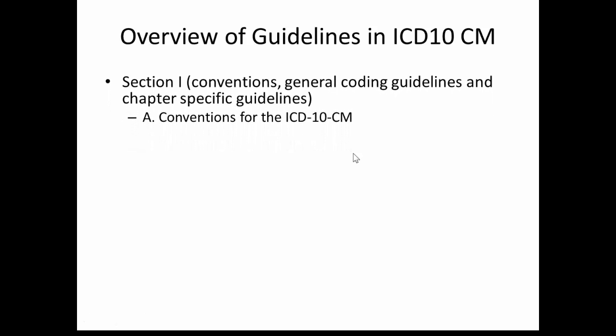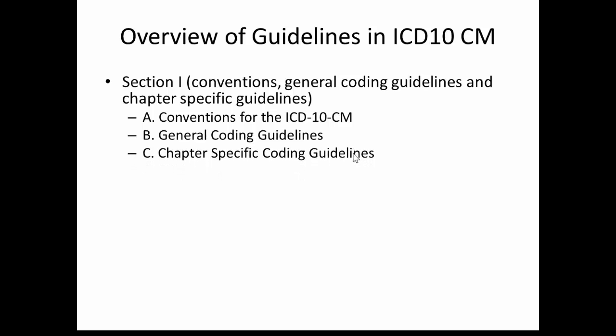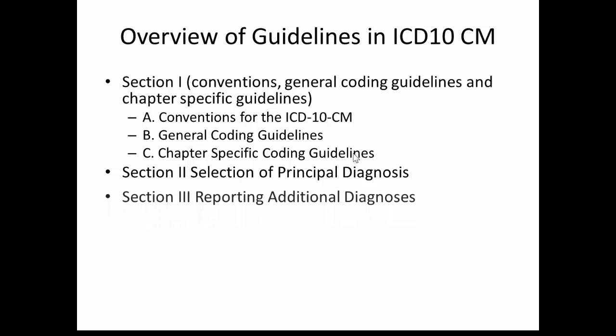Section 1 includes the conventions, the general coding guidelines, and the chapter-specific guidelines. So Section 1A would be the conventions, Section 1B would be the general coding guidelines, and Section 1C would be our chapter-specific coding guidelines. Section 2 is selection of principal diagnosis, which we talk about some, but we will talk about more and more going forward.